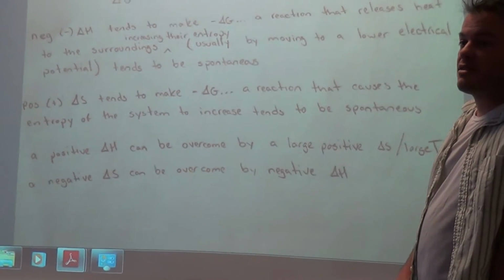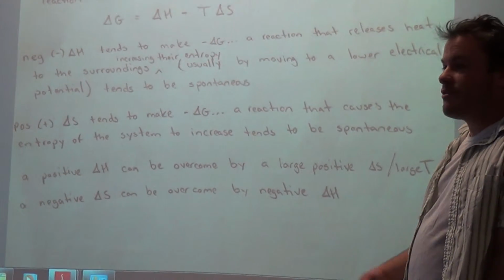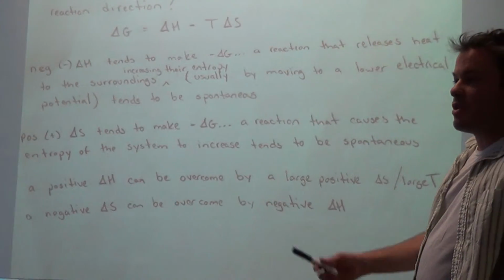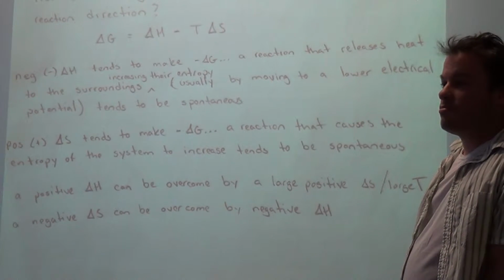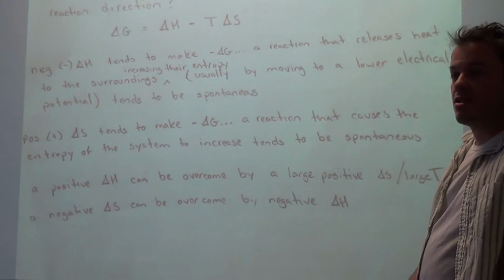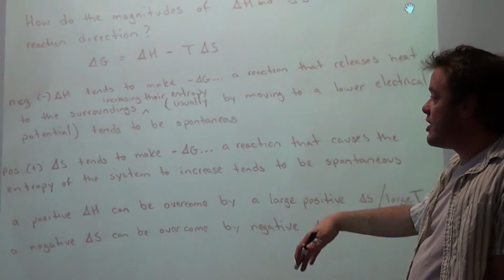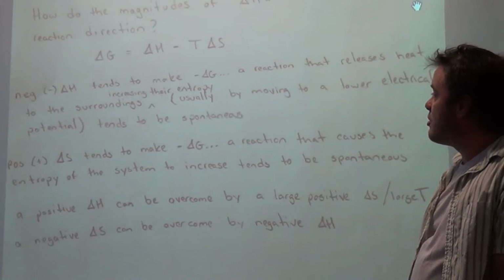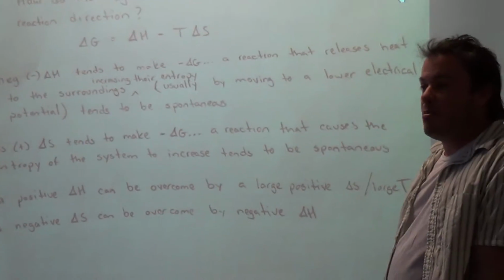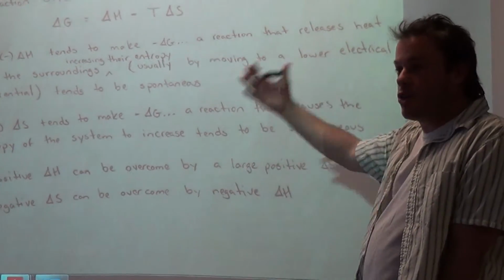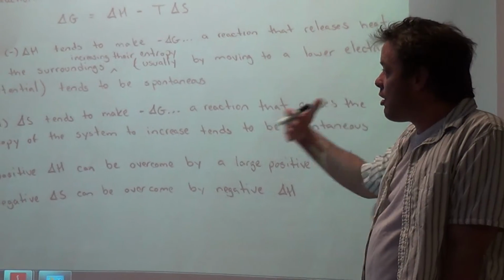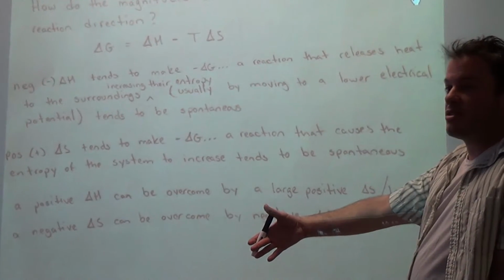Delta S is delta S of the system. If that's positive, then what's happening? Entropy of the system is increasing. And so a positive delta S tends to make delta G negative. A negative delta H tends to make delta G negative. Basically, we're saying that things that lead to an increase in entropy lead to a favorable reaction.